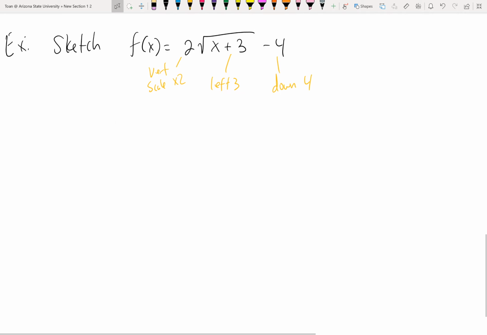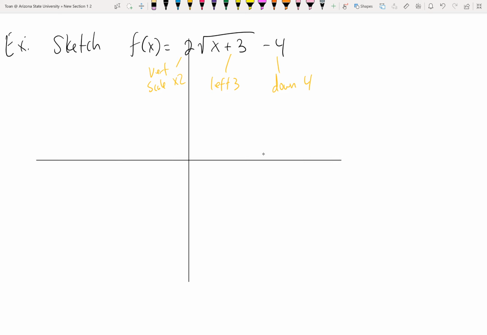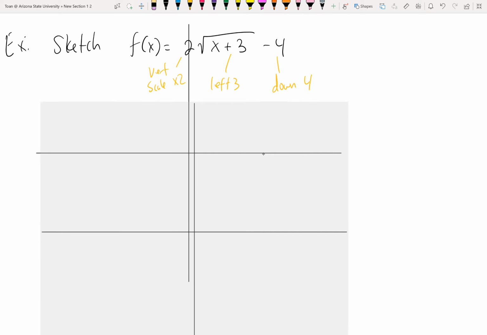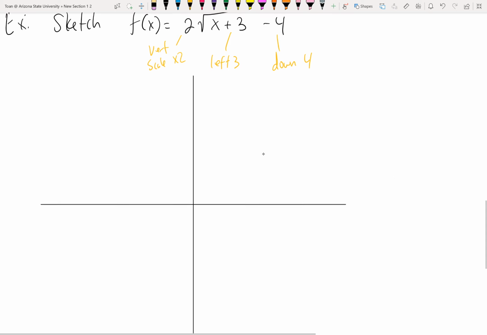But once you identify all the transformations, that's the hard part. Next, just graph it and listen to the instructions. So let's make a coordinate grid. Let's make some tick marks. 1, 2, 3, 4, 5, 6, 7, 8 on each axis direction.